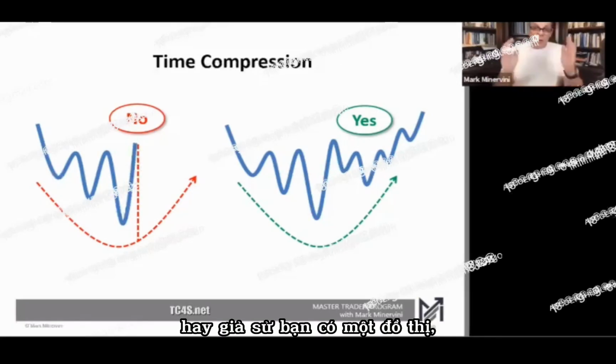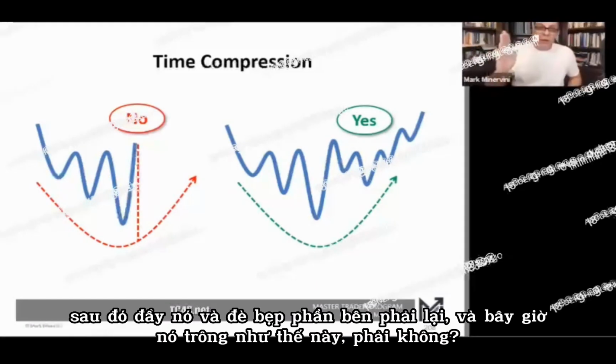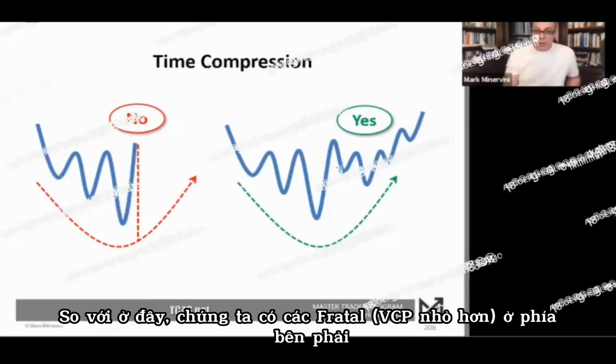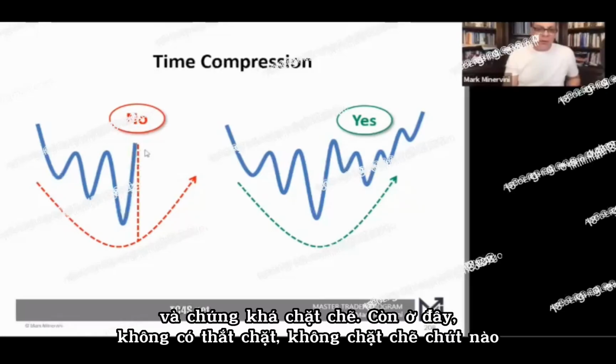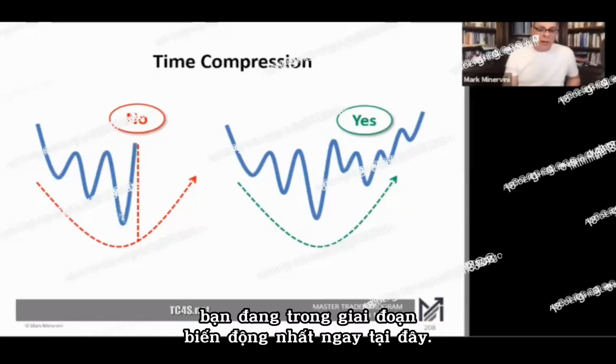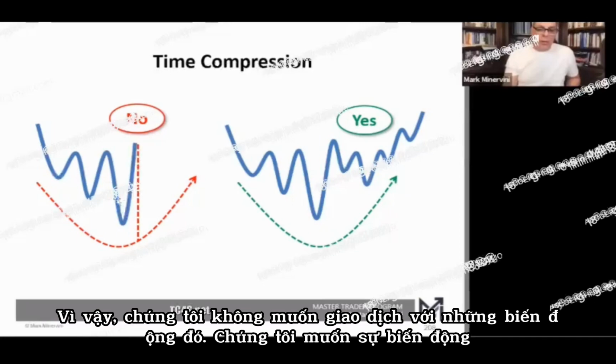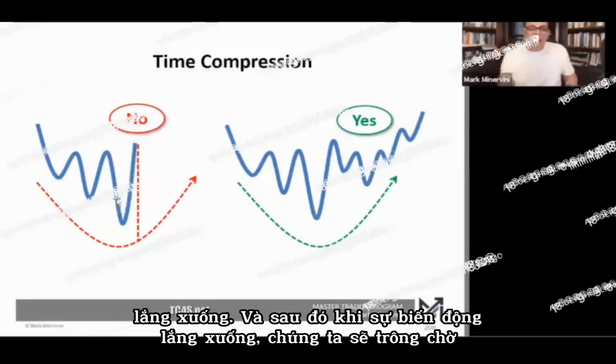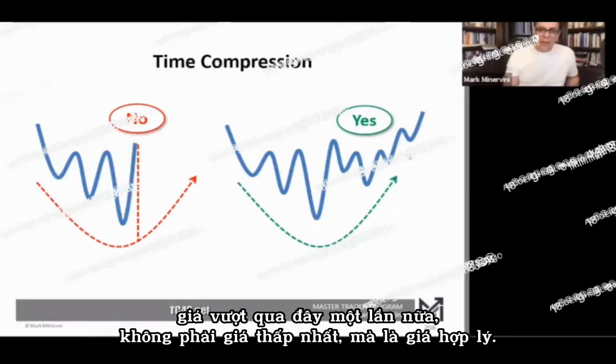But time compression is, just think of if you had an unsymmetrical U or V, or if you were to have a chart and then you were to push it and squish it over. So now it would look like this, right? Versus here, we have that right side, those fractals, that tightening. See here, there's no tightening. You're in the most volatile phase right here. So we don't want to trade around volatility. We want that volatility to subside. And then once the volatility has quieted down, we're looking to get over here. Again, not the lowest price, the right price.